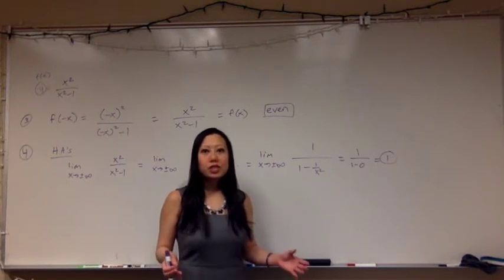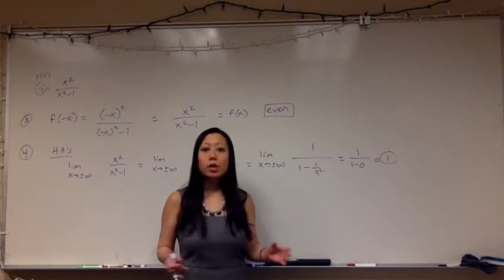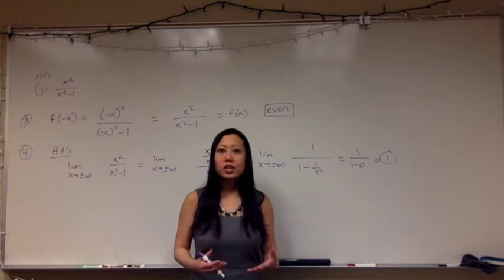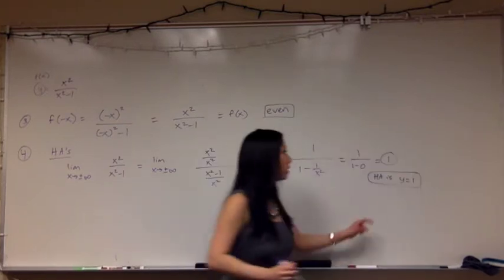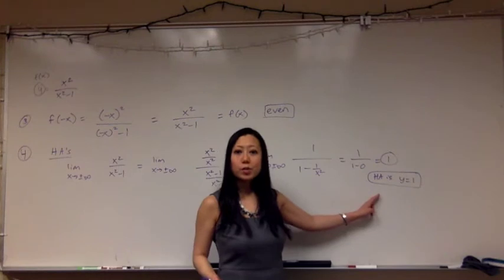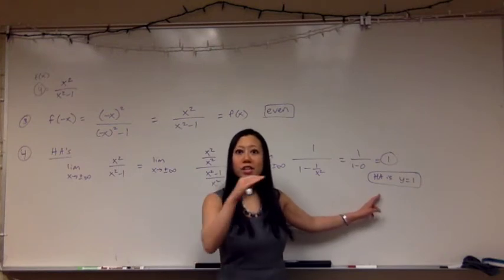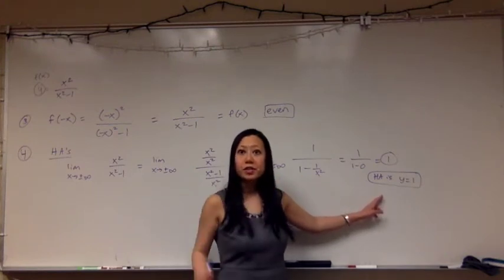So we don't just say the horizontal asymptote is 1, we always write the asymptotes as an equation, so we say y equals 1. So my horizontal asymptote is y equals 1. We're thinking about it as the equation of a line because that's where the asymptote is. That's what the function is approaching.